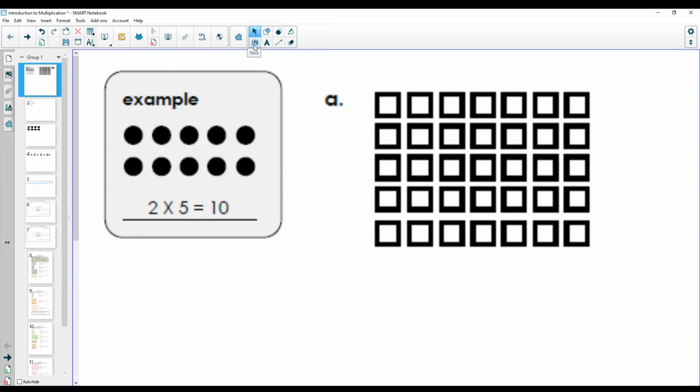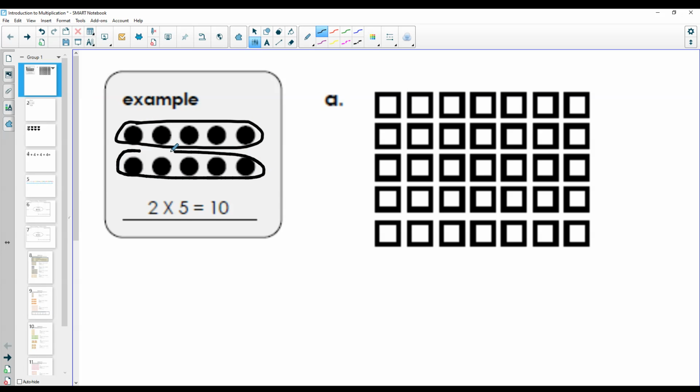Third graders, today we're going to talk about multiplication. So let's look at our example. Here we have two groups of 5. This is called an array, two groups of 5. So we can say that this shows 2 times 5, or two groups of 5. And when we count two groups of 5, we get 10.